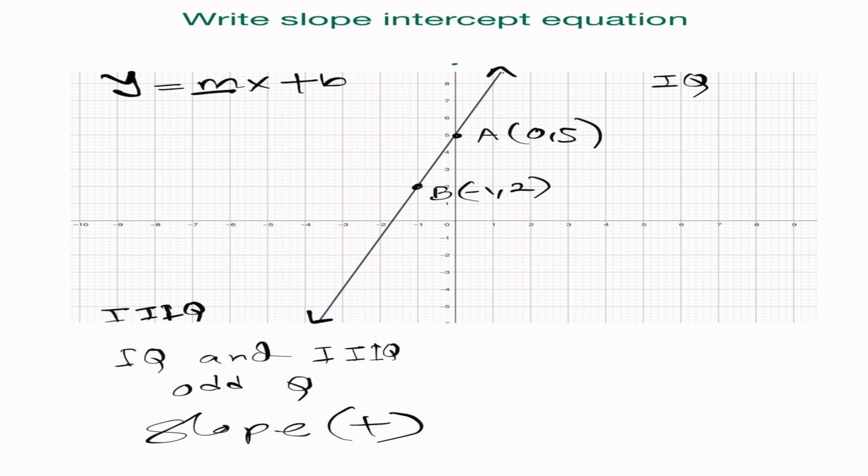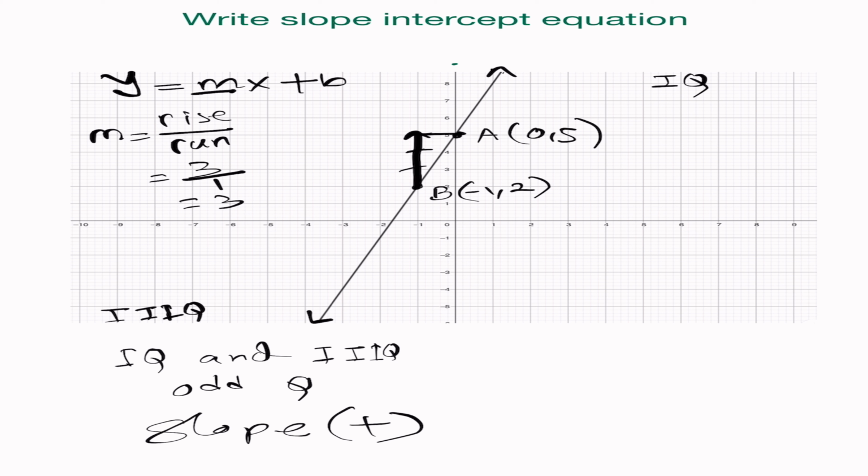m is the slope. What is slope? Slope is rise over run, or the difference between the y coordinates over the difference between the x coordinates. Here, from this point, we can just rise 1, 2, 3. So our rise is 3, and the run is 1 unit, so it's 3 over 1.